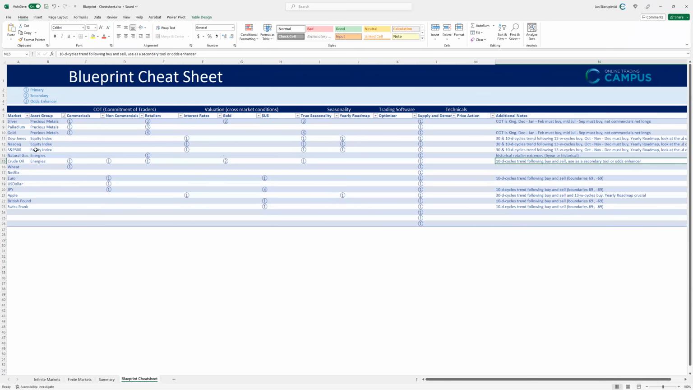What else do we have? Do we know what we want to do for natural gas? We don't want to look at the commercials. We don't want to look at the non-commercials. We do want to look at the retailers. And we also don't want to look at gold. So we mostly look at the true seasonals. All right. And also what we're going to do, natural gas right here. So true seasonals. And also what we want to do is we want to look at the non-commercials as well.